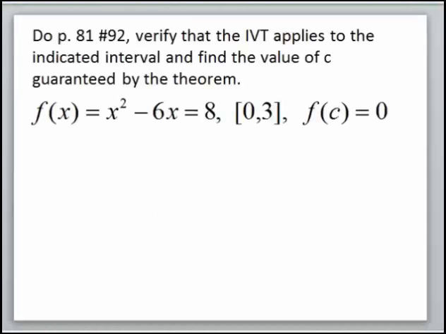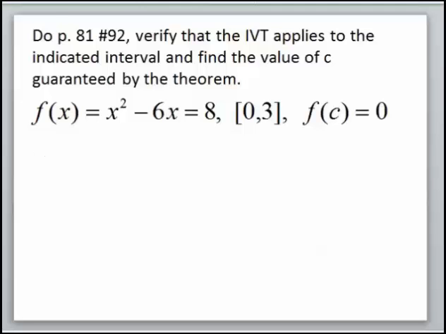We're going to verify that the intermediate value theorem applies to the indicated interval, and we're going to find the value of C guaranteed by the theorem. So the way we're going to do that is we're going to first state that we have a continuous function, because we have to have continuity in order for IVT to apply.